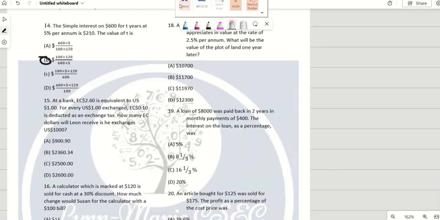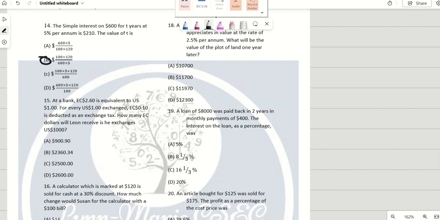Number 15 says at a bank, 260 cents is equivalent to $1 US. For every dollar interchange, they are deducting 10 EC as an exchange for taxing the exchange, right? How many EC dollars will Leon receive if he exchanged 1,000 US?